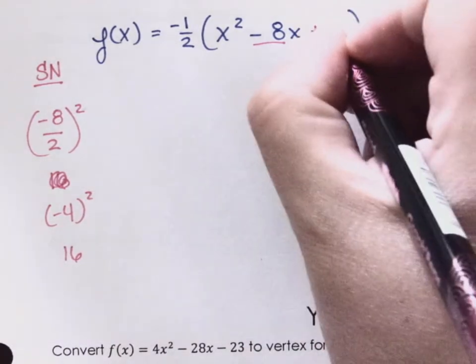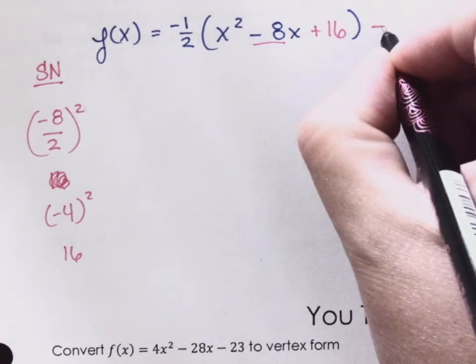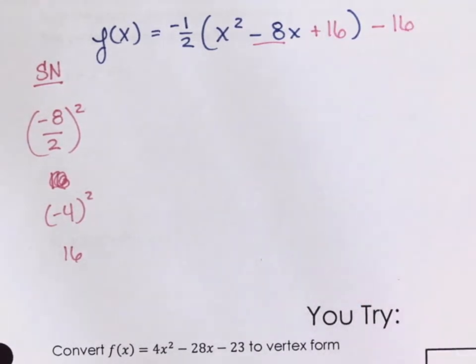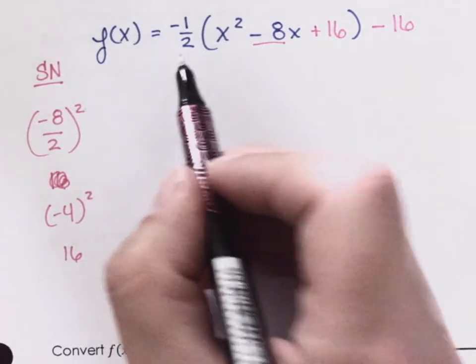So I'm going to add 16 here. What am I going to do? If I add 16 here, I have to, how about subtract 16? And then what do I have to multiply that -16 by? That -1/2.